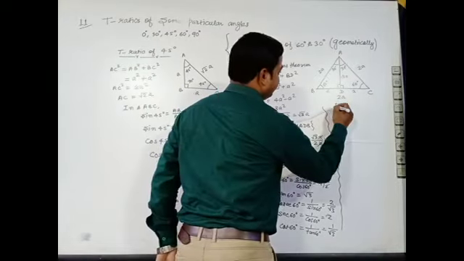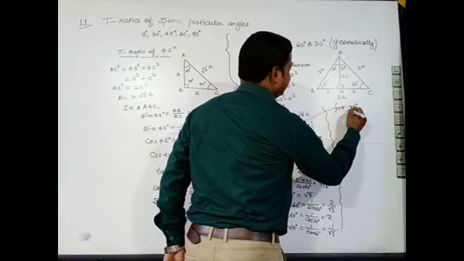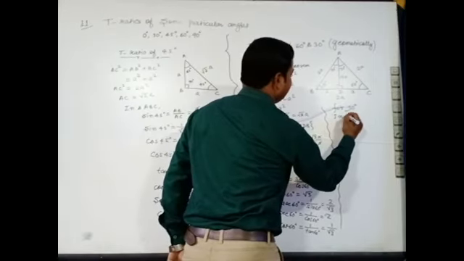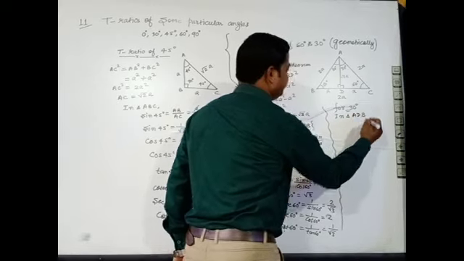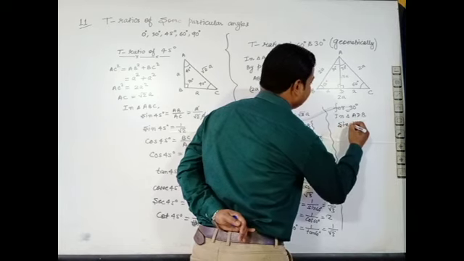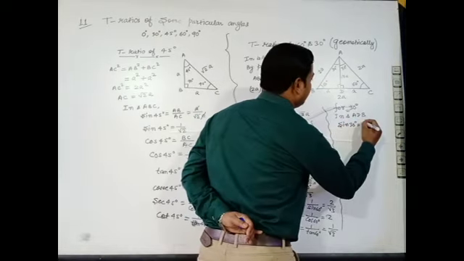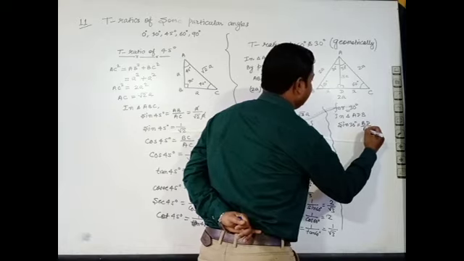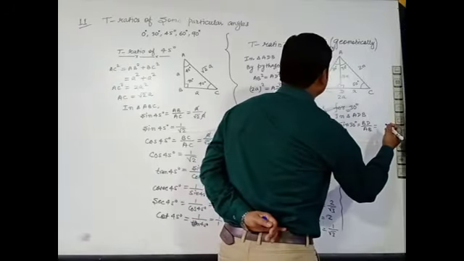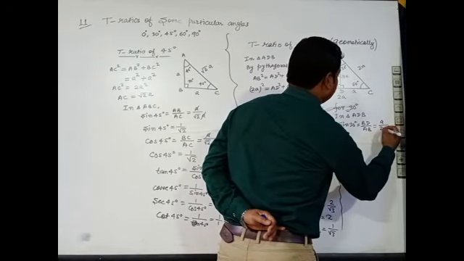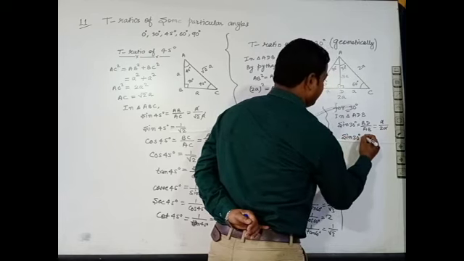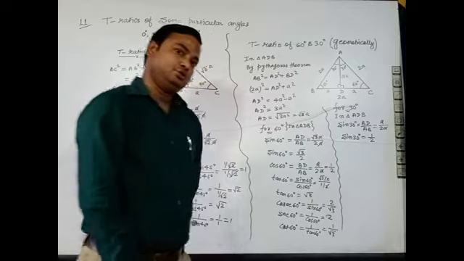Now for 30 degree, same thing here. In triangle ADB, sin 30 equals perpendicular by hypotenuse, BD by AB. The value of BD is A, and AB is 2A. A cancels, so sin 30 is equal to 1 by 2.